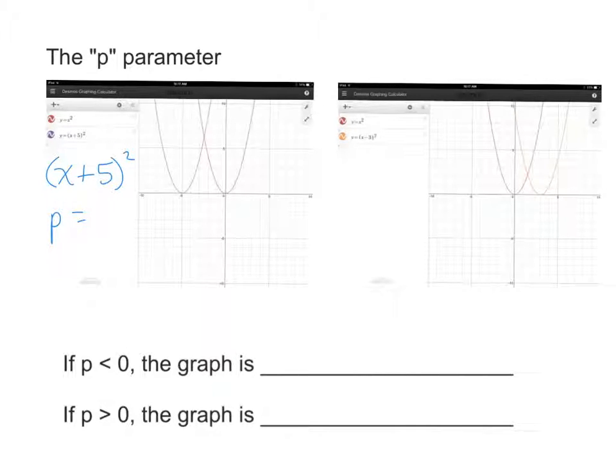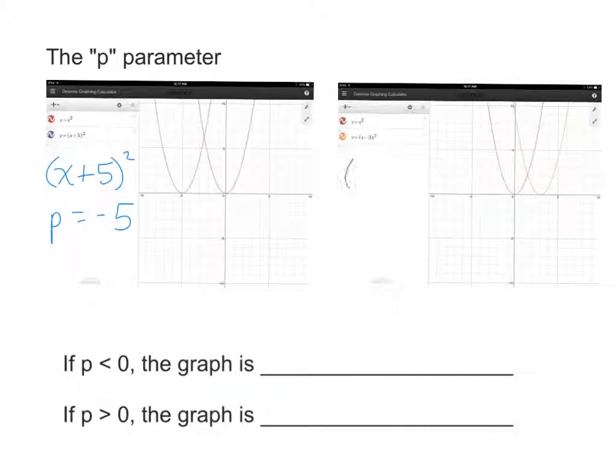-5. Because it's the number that's subtracted from the x. That's where you find the p. This says x plus 5. So to add 5, what are we subtracting? Well, we're subtracting negative 5.